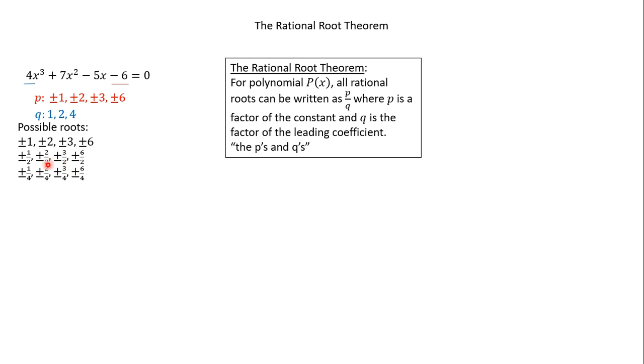2/2 is 1. 6/2 is 3. 2/4 is 1/2. And 6/4 is 3/2. So we don't actually have to include those because we already have them. And so we can write them out.